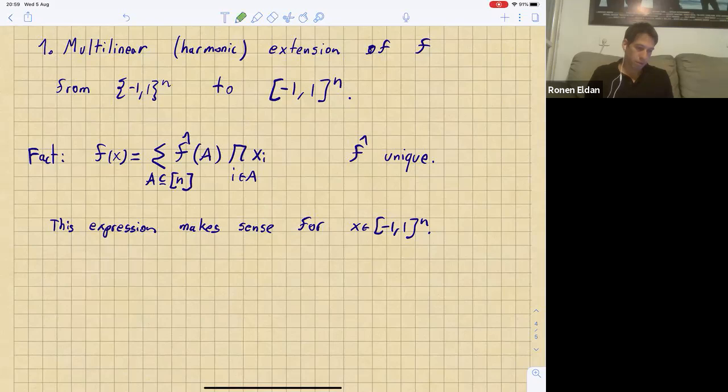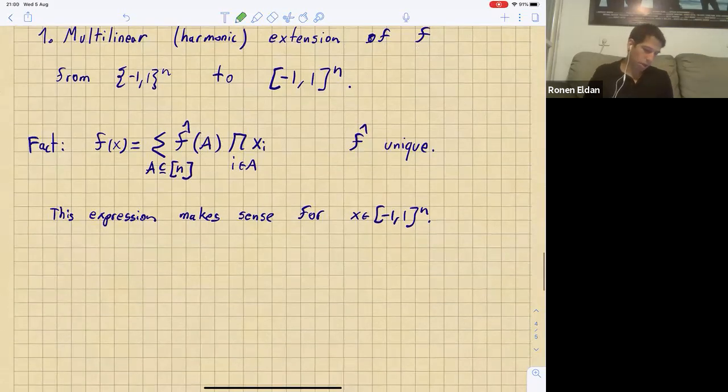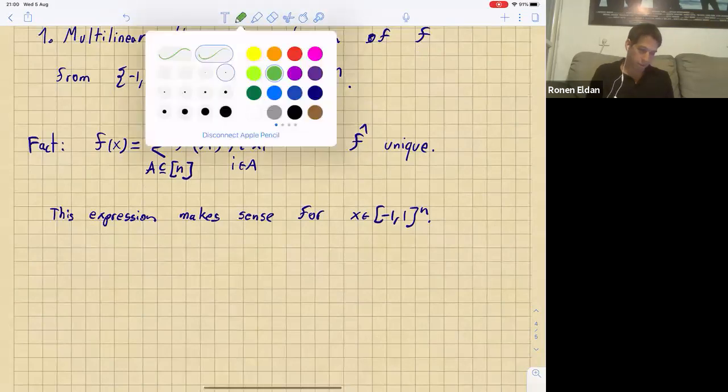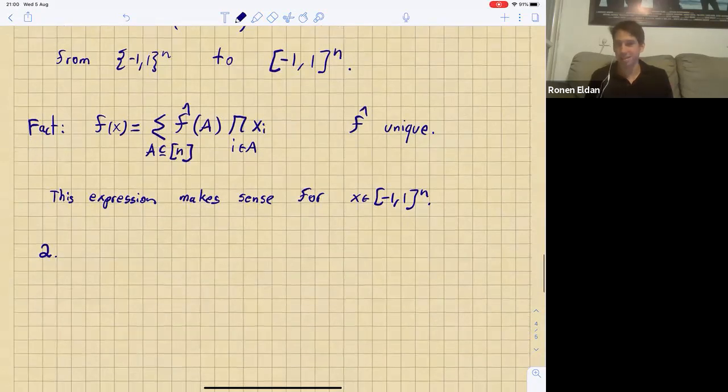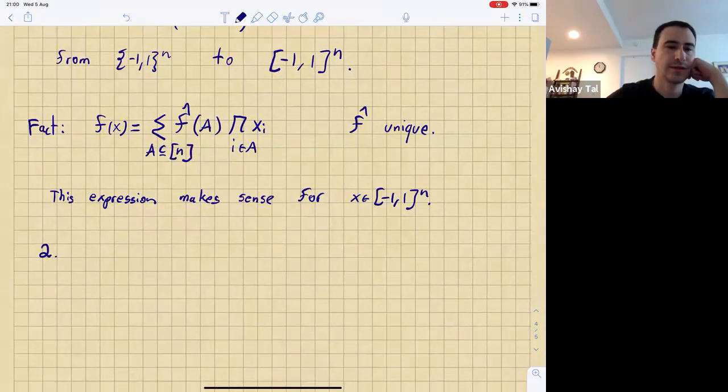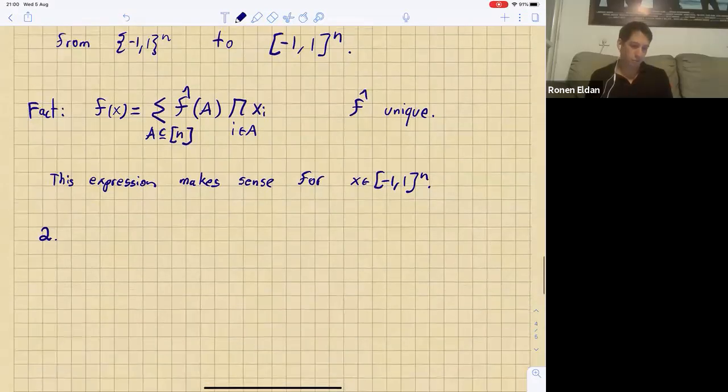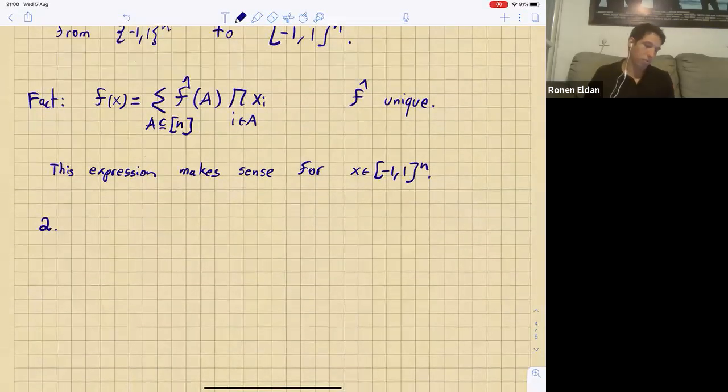So this is the harmonic extension, and the second ingredient is going to be some kind of random walk. I know I'm basically running out of time for the first hour, so let me just write a few more lines, and then you can take the break at a natural point. Sure. Exactly.